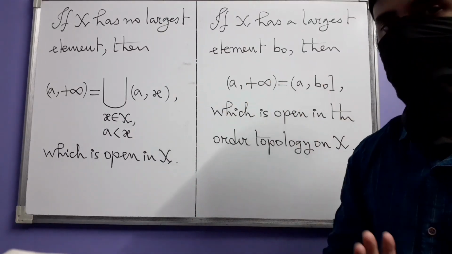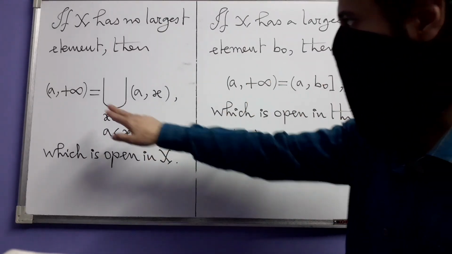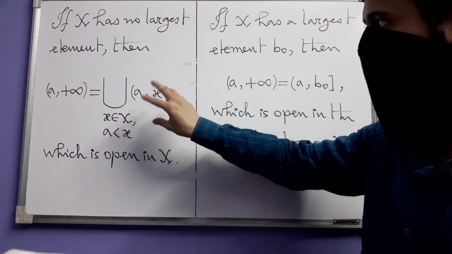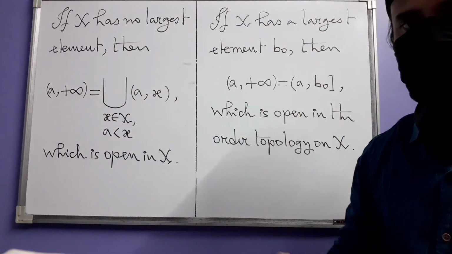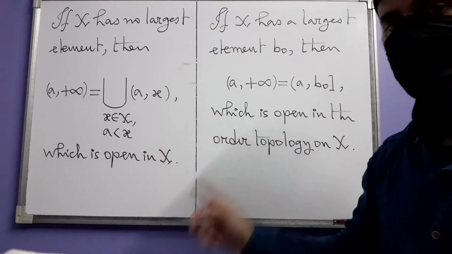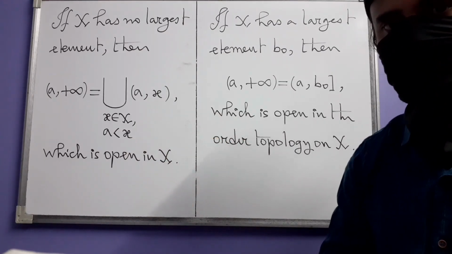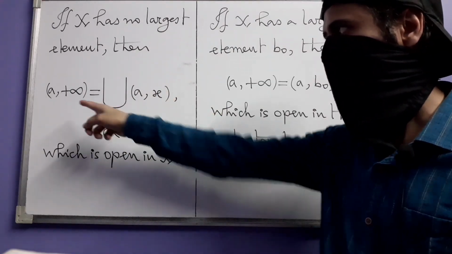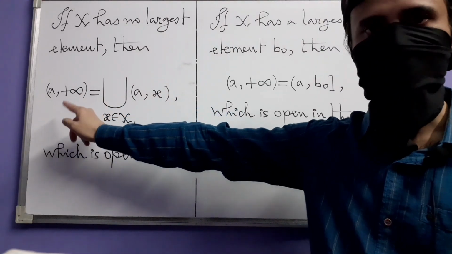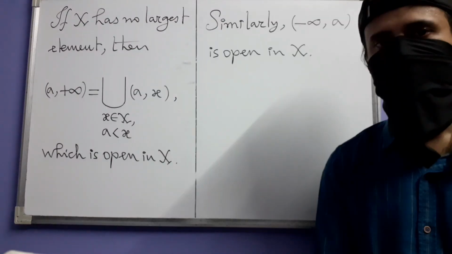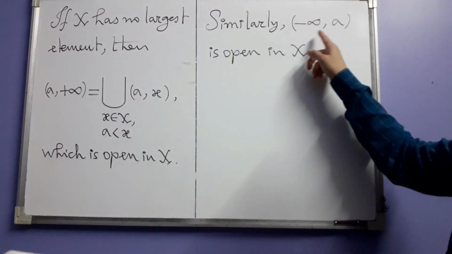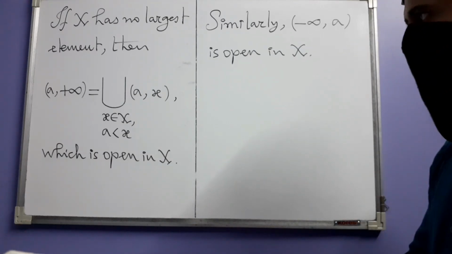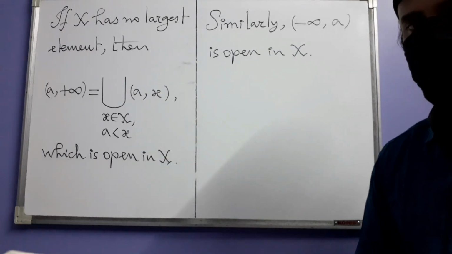But then what does this tell us? It tells us that we have realized this ray as a union of open intervals, and these open intervals are open in the order topology on X. In fact, they are basis elements. So any union of these open sets is open. So that's how in this case also this is open. Similarly, this other type of open rays, -infinity comma a, all of them are open as well. And to show this, you can proceed exactly similarly.